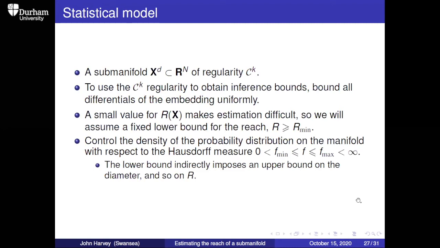If you put that lower bound in the probability distribution, for technical reasons, that actually gives you an upper bound on the diameter of the manifold to do with volume control. So that gives you an OR max as well as an OR min.